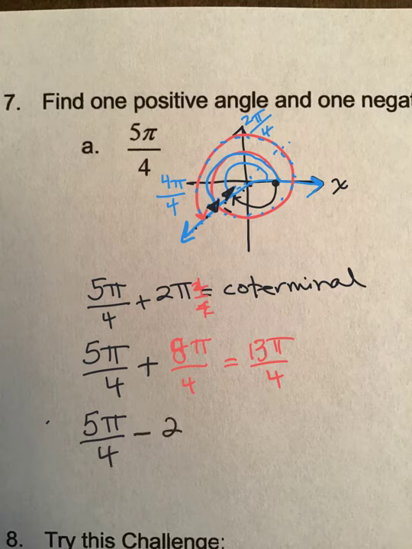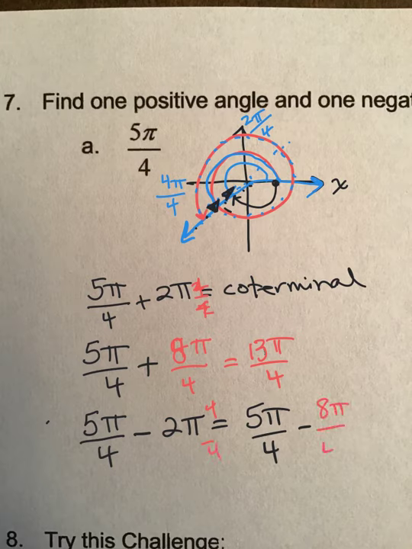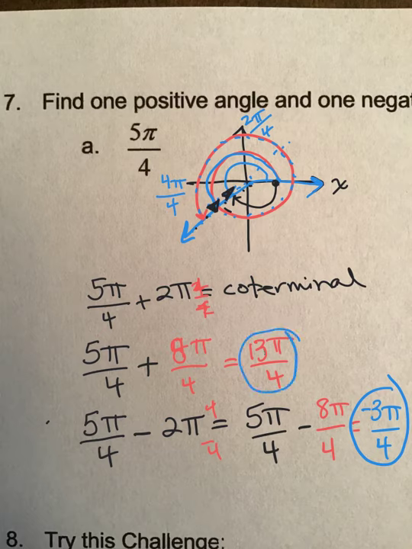So we're going to end up with 5 pi over 4, if we take away 2 pi this time, minus, again, if we multiply by 4 over 4, we get 8 pi over 4. And we're going to end up with negative 3 pi over 4 as coterminal with 13 pi over 4 and coterminal with 5 pi over 4. Three different names for the same terminal position.